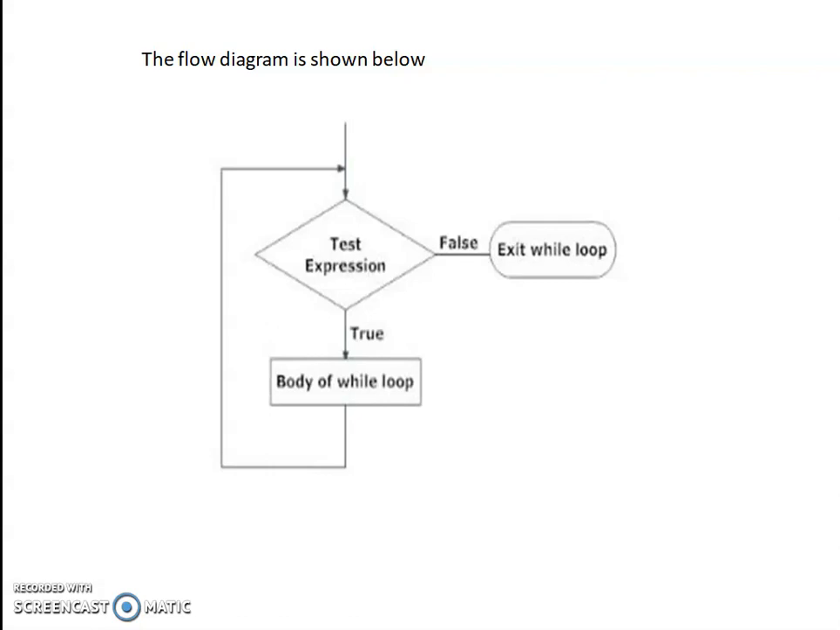So this is what you mean by loop. It is going to execute repeatedly. The same condition is getting checked, and the body of the while loop is getting executed multiple times based on that expression or condition. Now, if that condition is false, it is going to exit the while loop. This is what you mean by the while loop.